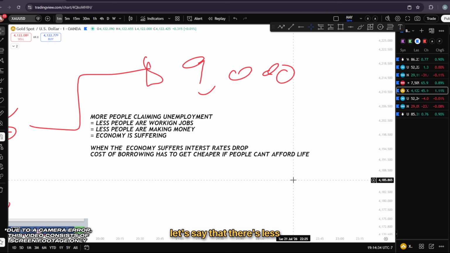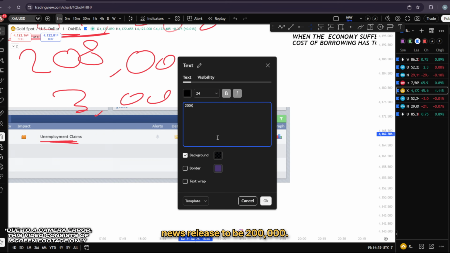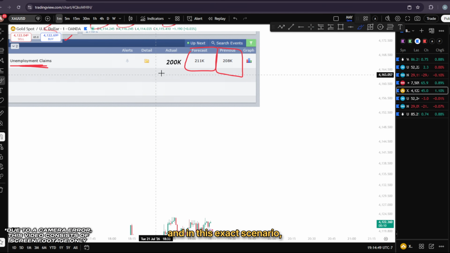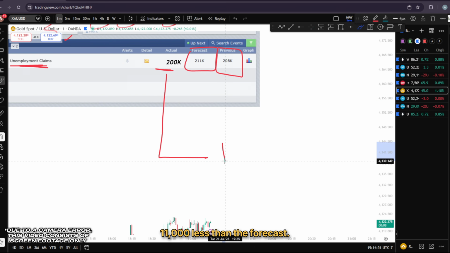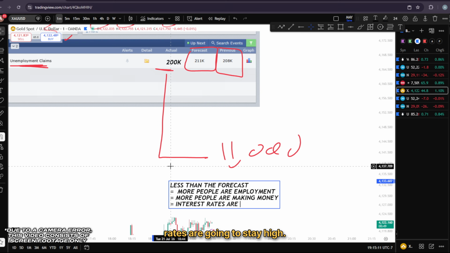Now, on the other hand, let's say that there's less unemployment claims, right? Let's say that we get this news release to be 200,000. That means that we missed the forecast by 11,000. And in this exact scenario, that would mean that we have 11,000 less than the forecast, which equals more people are employed, which would mean that more people are making money, which means that interest rates are going to stay high.